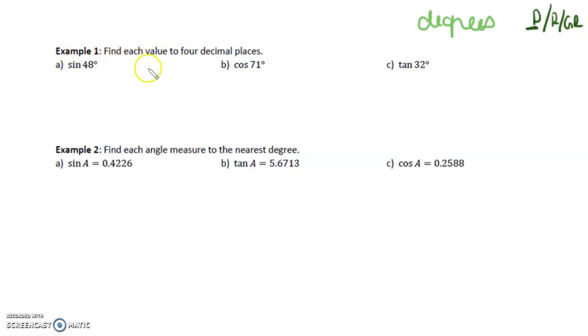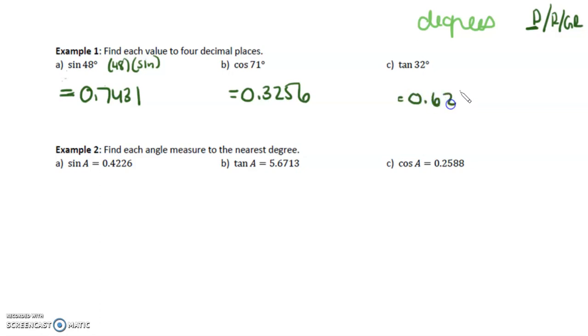Okay, so example 1, find each value to 4 decimal places. All you have to press is sine 48. If you have a backwards thinking calculator, you may have to input it as 48 and then press the sine button. Okay, so it depends. I know that a lot of us overlook little exercises like this, but it's actually important that you know how to work your calculator. Every calculator I find is different. So this one's 0.7431. Okay, if you press cos 71, we get 0.3256, and tan 32, 0.6249.